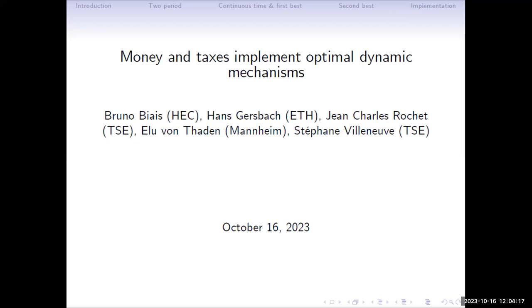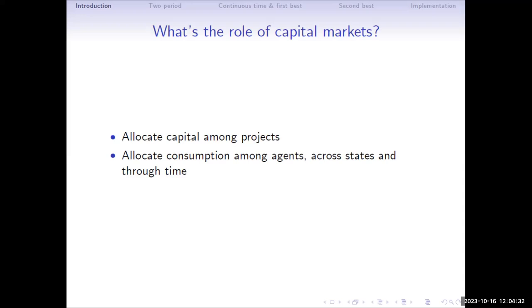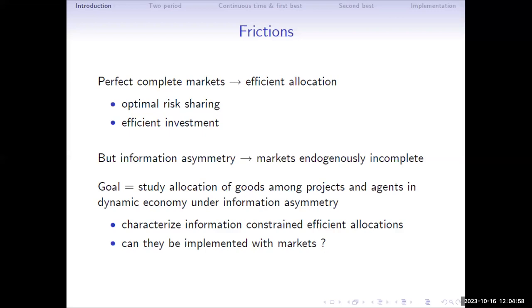I'm going to present some work we've done with Hans, Jean-Charles, Elou, and Stéphane. In a sense, the paper is about trying to understand, from a theoretical perspective, how capital markets can fulfill their mission, their function, which is to allocate capital among projects, and also to allocate consumption across agents through time and across states. If the market was perfect and complete, then this is Arrow-Debreu, and we get an efficient allocation with optimal risk sharing and investment in a good project.